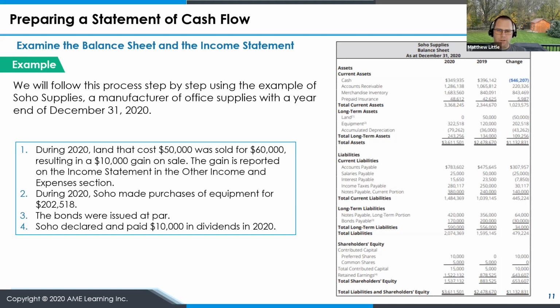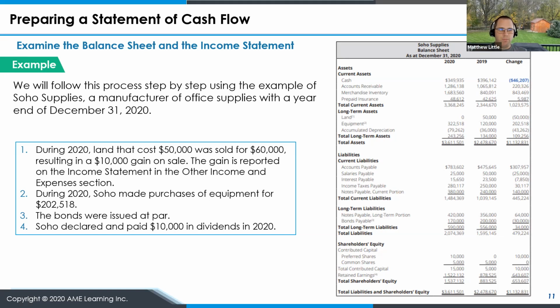During 2020, Soho made a purchase of equipment for $202,518. You can actually see that right here on their balance sheet, so that ties in. It tells us they didn't sell any equipment; they only purchased some. The bonds were issued at par. So if we look at bonds payable, bonds were issued at par. And Soho declared and paid $10,000 in dividends. So the change in retained earnings would be net income less dividends.